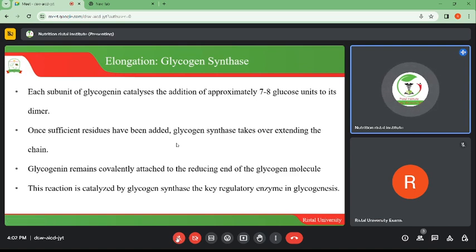And the glycogenin, which is a part of the primer we had earlier, does not leave these glycogen molecules, but it remains attached to it. And so this reaction, as I said before, is catalyzed by glycogen synthase, which is also the key regulatory enzyme in this process of glycogenesis. This process too can be regulated, the glycogen synthase.